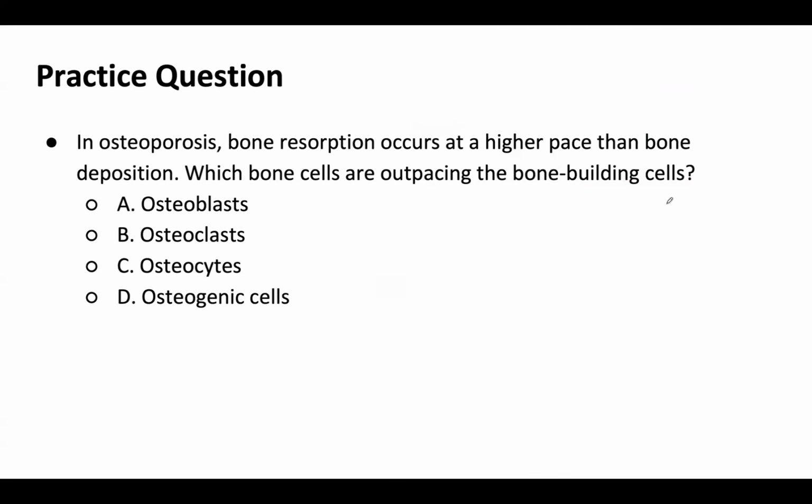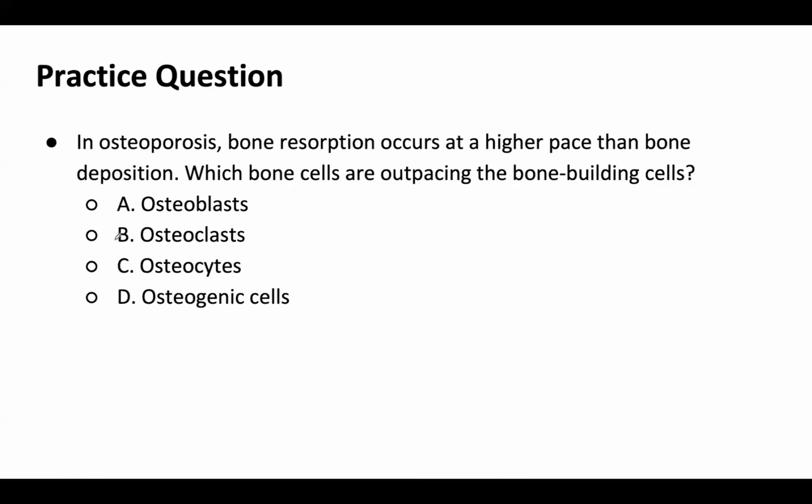Excellent. We have reached the practice question. Take a guess here at this question. In osteoporosis, which I know we haven't discussed much, but we will, bone resorption occurs at a higher pace than bone deposition. Which bone cells are outpacing the bone building cells in these cases? So take a moment, try to answer this on your own. And when you have your answer, let's see how it compares to mine.